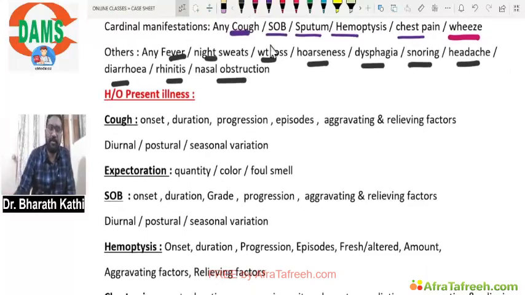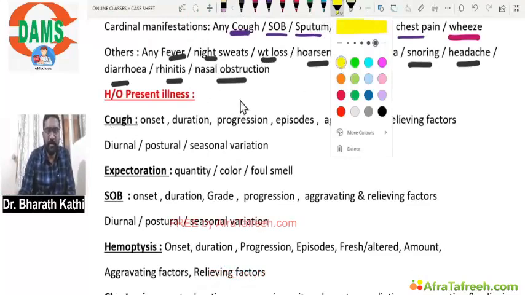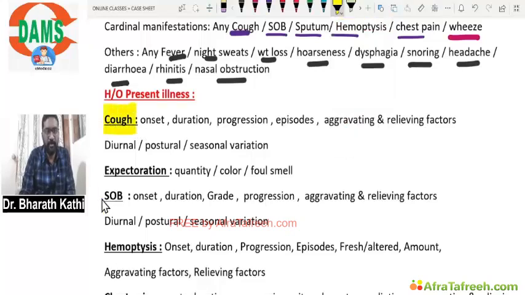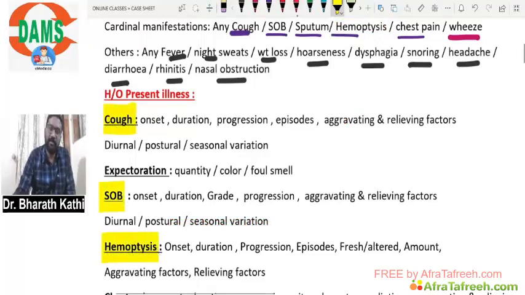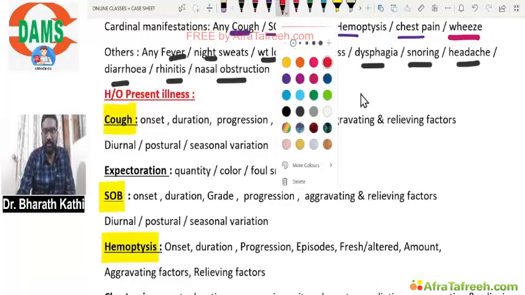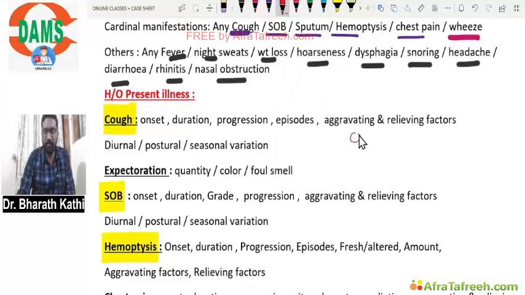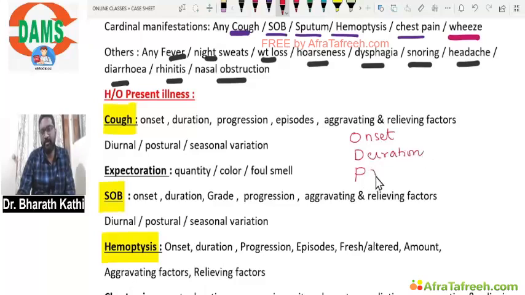So very important for a respiratory medicine student is, you should be able to thoroughly explain cough, thoroughly explain shortness of breath, thoroughly explain hemoptysis. One easy way to know this is, let it be any symptom in medicine, there is something called as ODP: onset, duration, progression. So let it be any symptom.